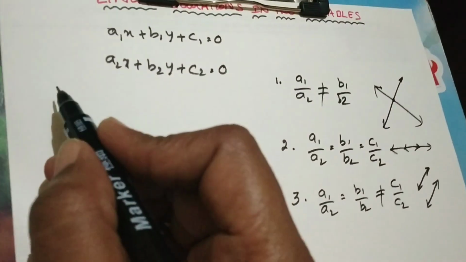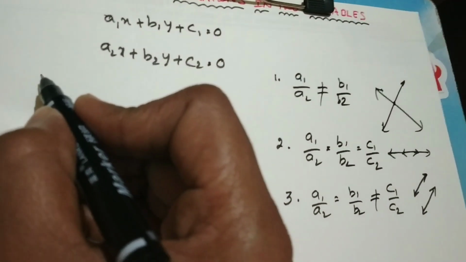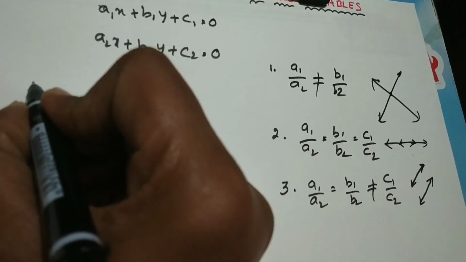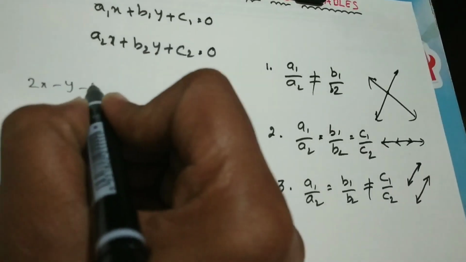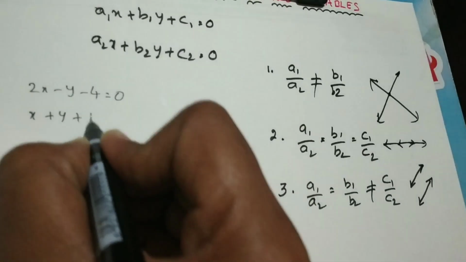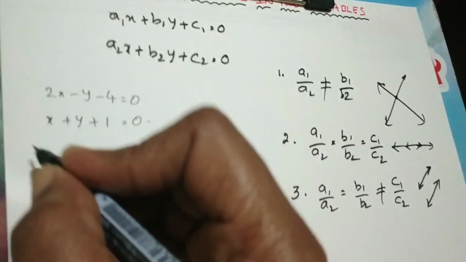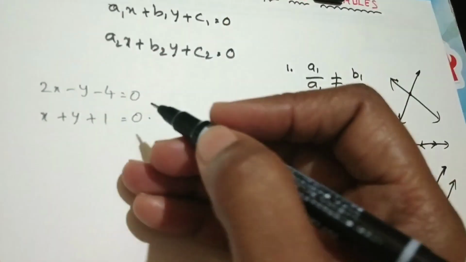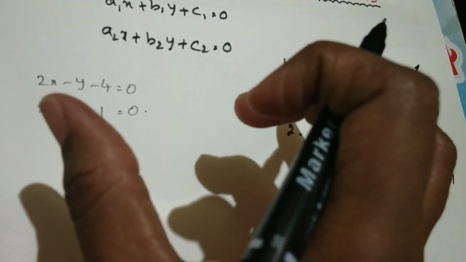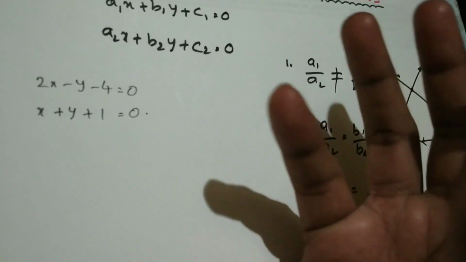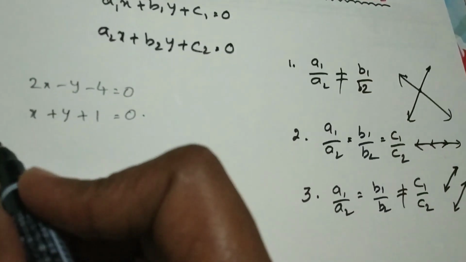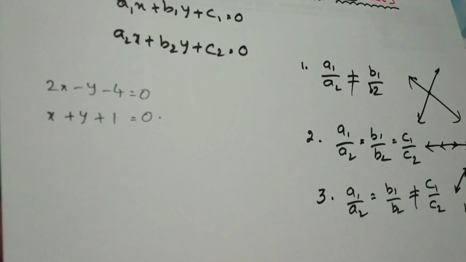One of the comments I got was how to find the common point for intersecting lines. Suppose you take two equations, 2x minus y minus 4 equals 0 and x plus y plus 1 equals 0. You should solve those two equations and find the x and y solutions. Those x and y values are the solution, and that is the common point for both equations. That means you need to solve these two equations, and there are many methods for that.